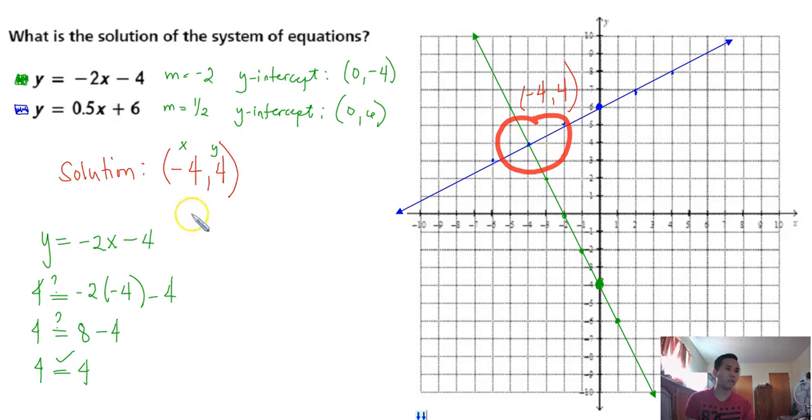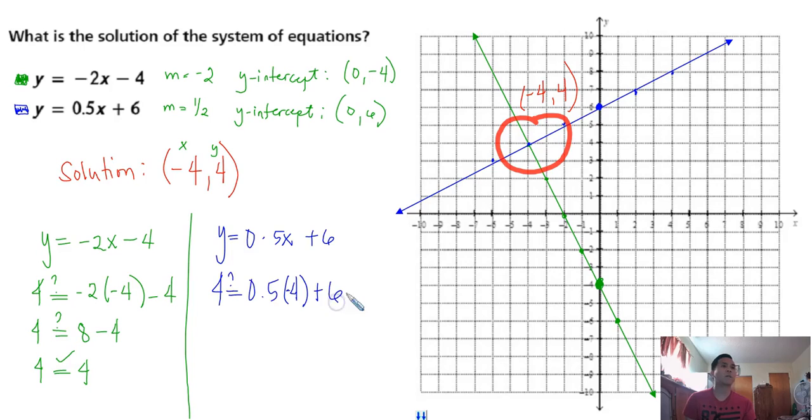Next, we have the second equation. We have to use the blue color there. So we have y is equal to 0.5x plus 6. I'm going to plug in the same point because we said that that is the solution. Meaning, if I plug into both equations, both will be true. So I have 4. Is that equal to 0.5 times -4, which is -4, plus 6?